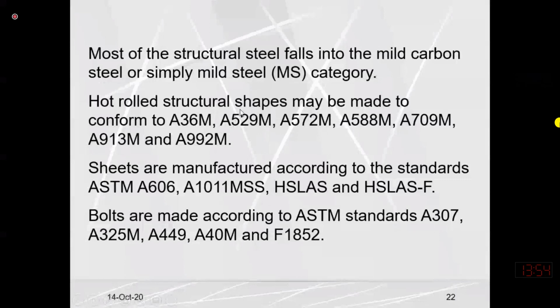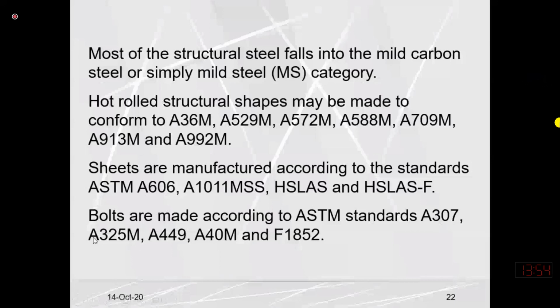Similarly, we have high strength steels which are available in the market. Along with steel sections we also have steel sheets, roof sheets. They are used for roof sheeting, and they might be corrugated. They are made as per ASTM standard A606. This standard specifies what the thickness of the steel sheet should be, what the corrugation should be, and all the other specifications.